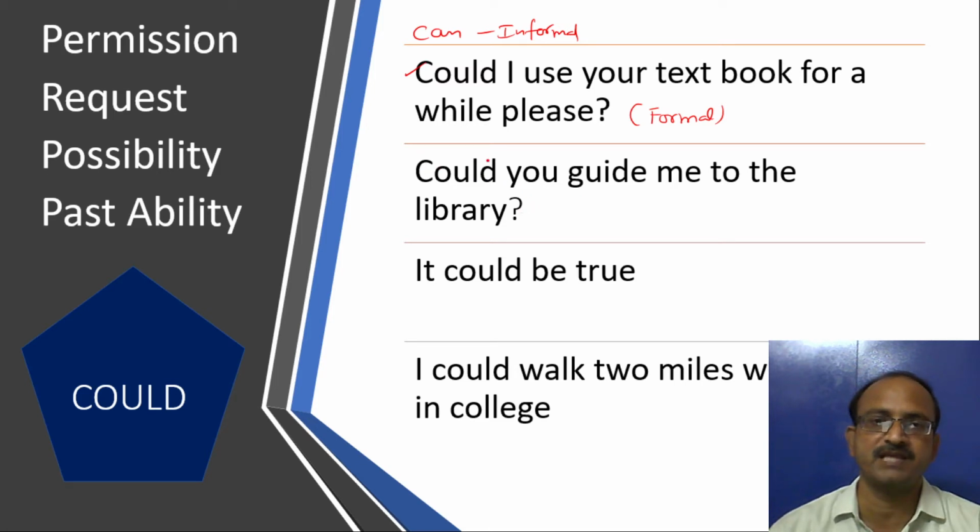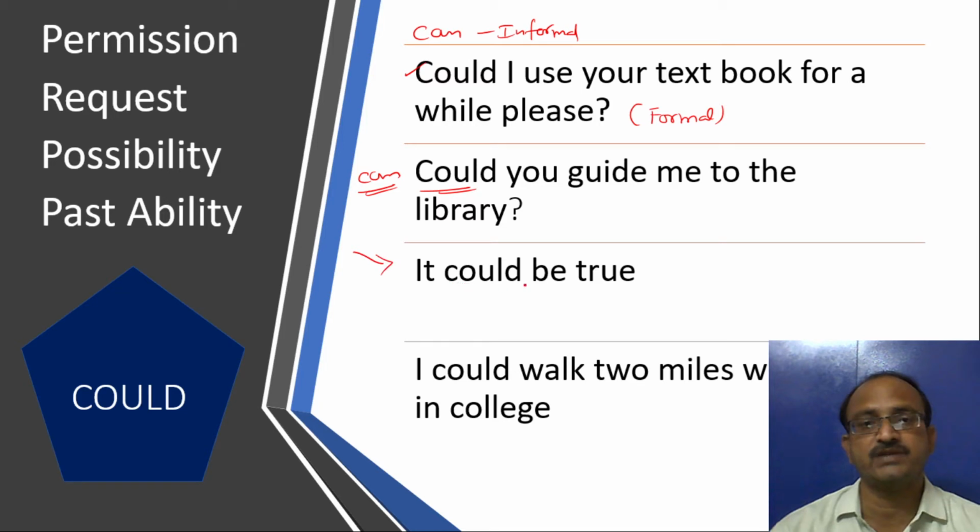Same as before, in place of could, you can even write can. Again the same: could is for formal, can for informal. Informal means your peer group and the same people. You can use it very simply in informal situations. In formal situations, even for a request, you use could. Could you guide me to the library? Yes, that is could. Another usage of the modal verb could is possibility.